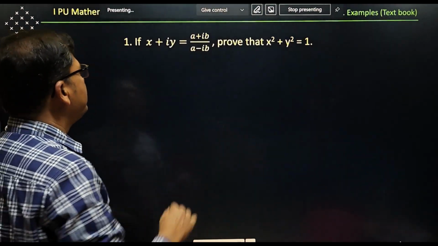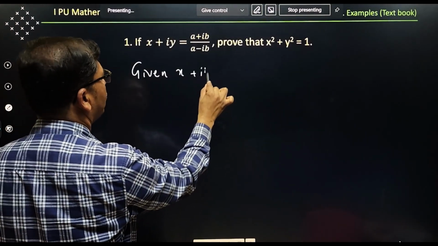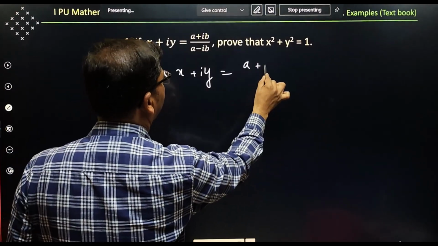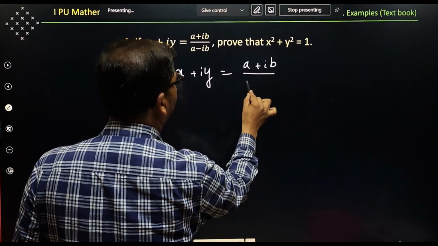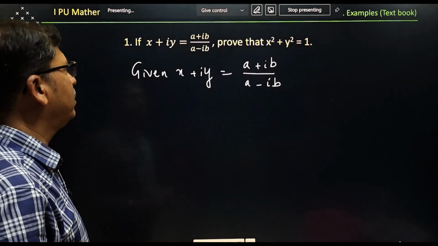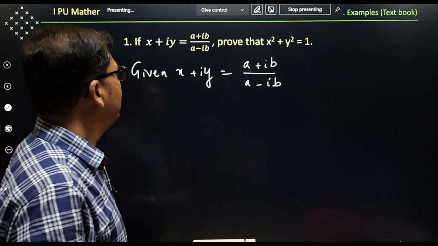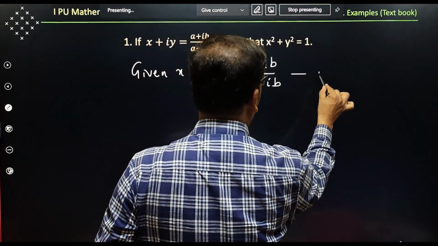It is given that x plus iy is equal to a plus ib divided by a minus ib. ನೀವು ಬರೀಬೇಕು ನನ್ನ ಜೊತೆ a minus ib. This is the given problem here. Question is to show that x square plus y square is equal to 1. Okay. Now let me take this as equation number 1.